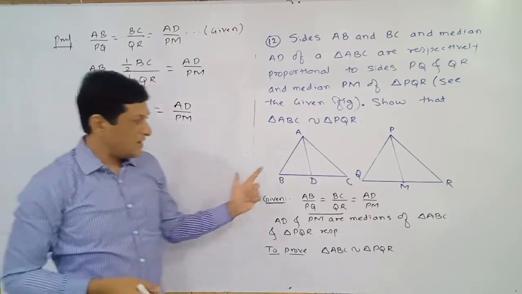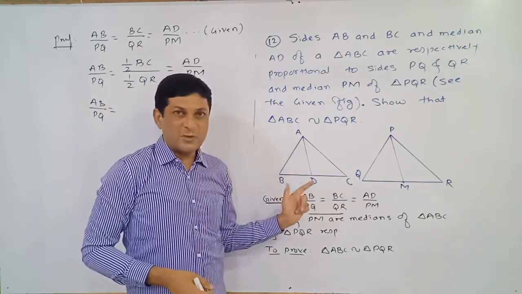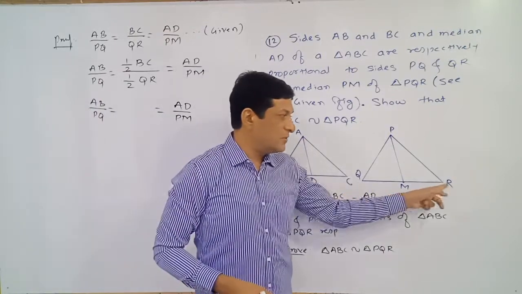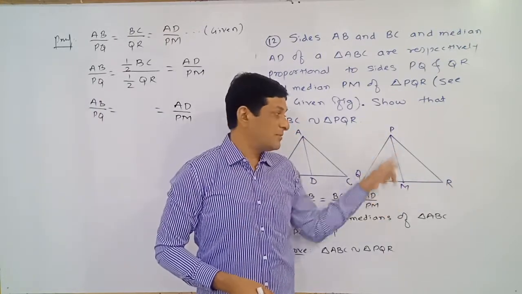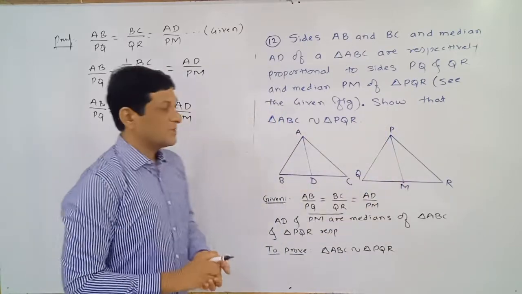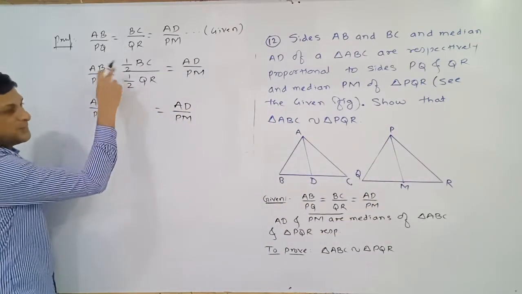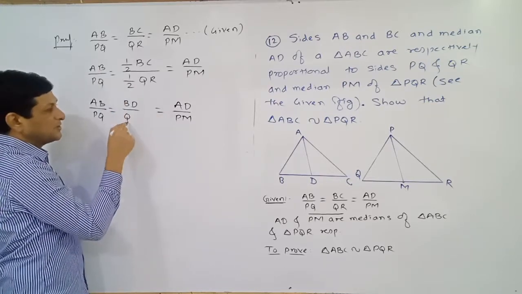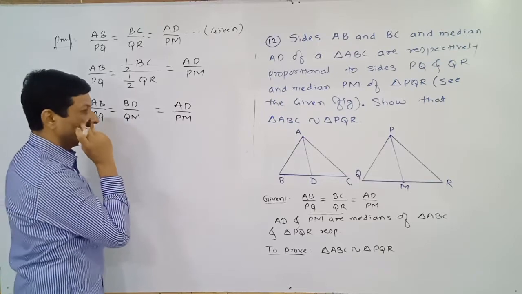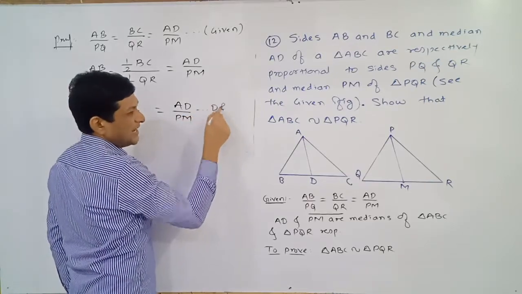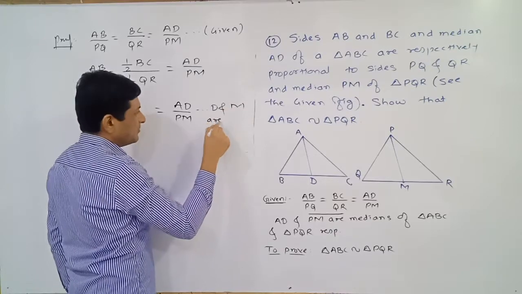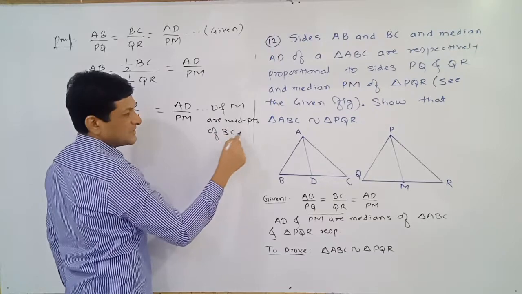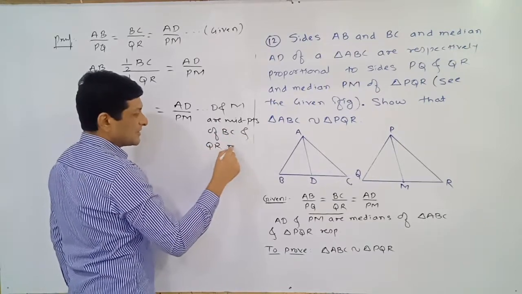Half of BC will be equal to BD, because D is the midpoint. Why is D the midpoint? Because AD is the median. And half of QR will be equal to QM, because M is the midpoint, because PM is the median. So we can say that half of BC equals BD and half of QR equals QM. Here give the reason that D and M are midpoints of BC and QR respectively.